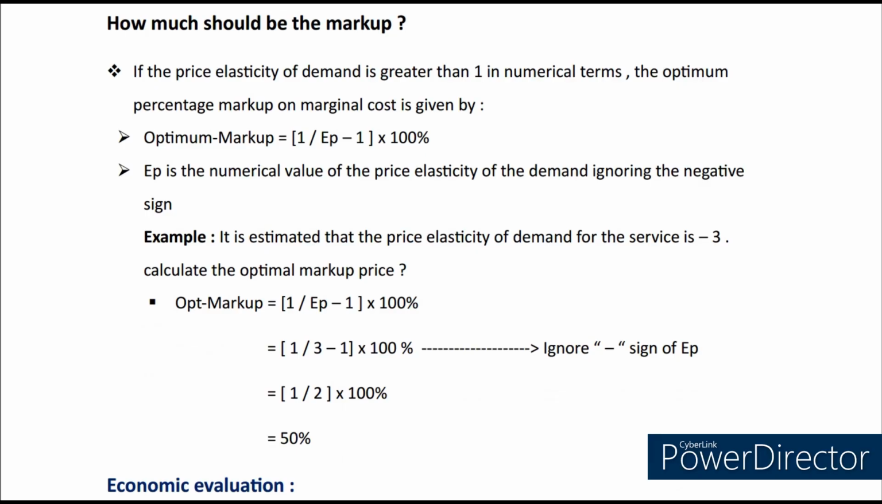Let's understand this with an example. It is estimated that the price elasticity of demand, that is PED, for the service is minus 3. Calculate the optimal markup price. You know the formula now, that is 1 by EP minus 1 multiplied by 100%. What is EP? We need to ignore the negative sign and take only the numerical value, so the numerical value will be 3. So 1 divided by 3 minus 1 into 100%. If you calculate it, you will get 50%.